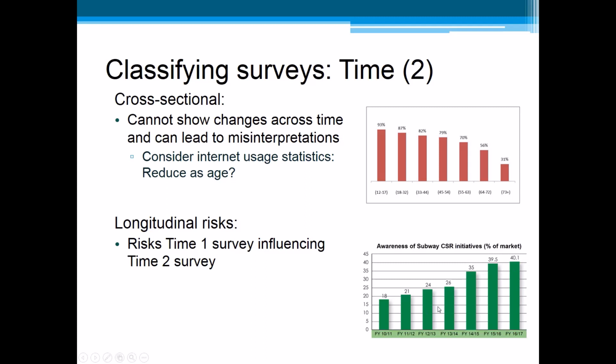So this increase isn't necessarily due to Subway doing more or promoting more about its CSR initiatives, this increase may very easily be due to the fact that people are just becoming more sensitive because of the survey itself. We call this a testing effect, and we have to be really quite mindful of that with longitudinal data. It's also possible that there's just natural variation across time that's not due to anything that we might think of.